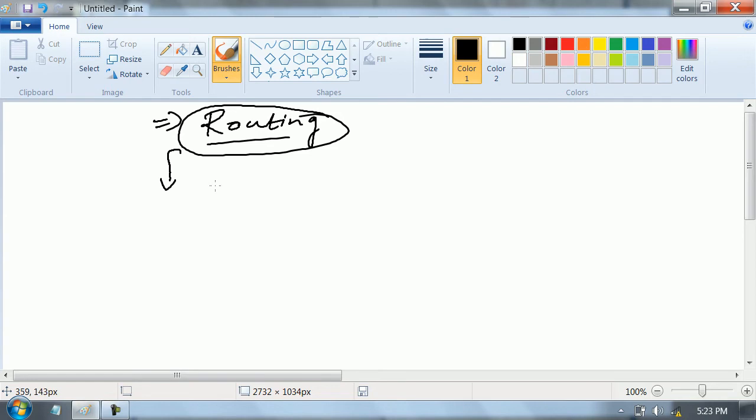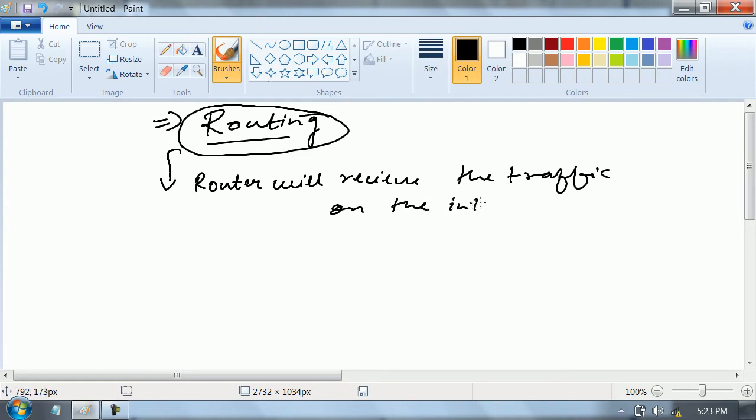In routing, first of all, the router will receive the traffic on the interface. After that, the router will check the routing table. Now we have a concern. What is the concern? The concern is how the router will build its routing table.